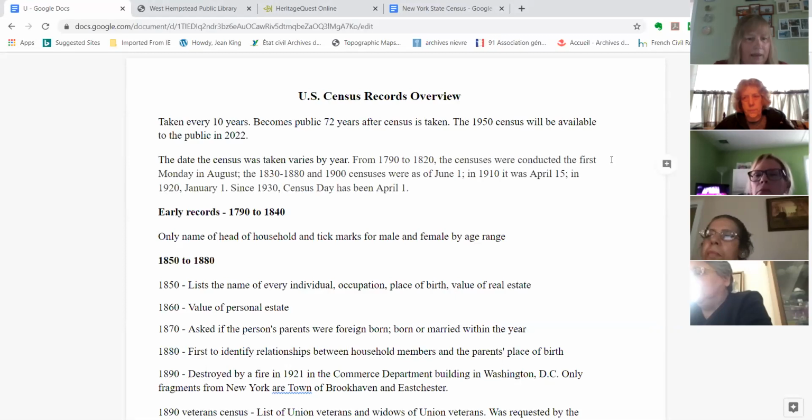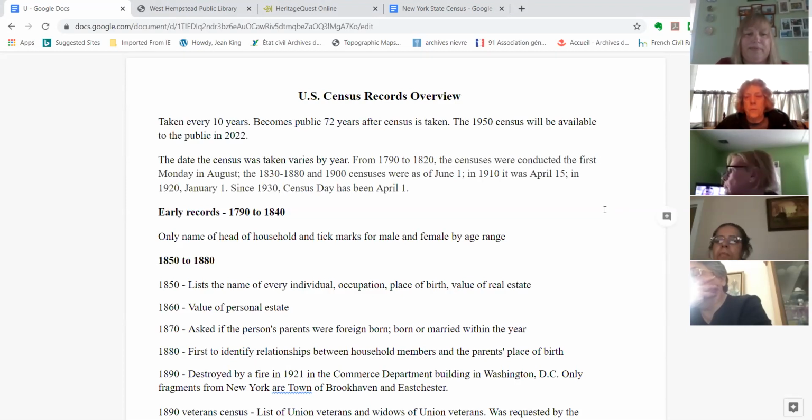Then the bad thing about the 1890 census is that it was destroyed by a fire in 1921 in the Commerce Building in Washington, D.C. That's where they were storing the census records at the time. And this fire broke out in the basement of the building where the records were being kept. And there were no backups, and pretty much all of the records were destroyed except for these fragments. There are some fragments left from New York State for the town of Brookhaven and for Eastchester.